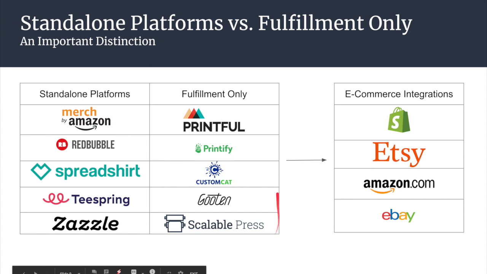Now let's look at the fulfillment only ones. A few examples: my two favorites are Printful and Printify. And again, links to all of these platforms I will put down below in the description, so you guys can always check down there to get a link through to any of these. We also have Custom Cat, Guten, Scalable Press, and there's a lot more on both sides here.